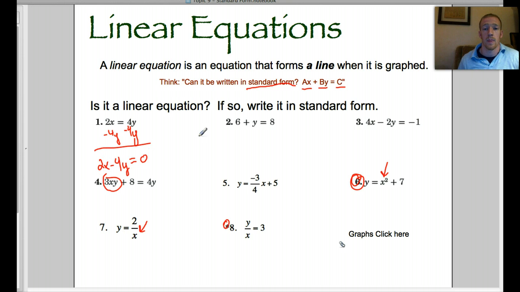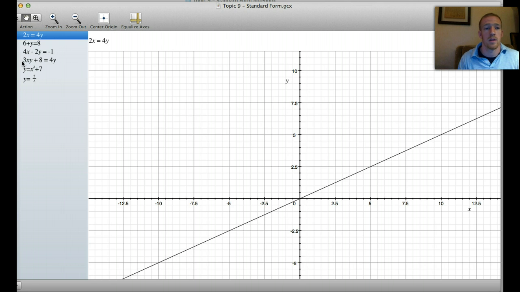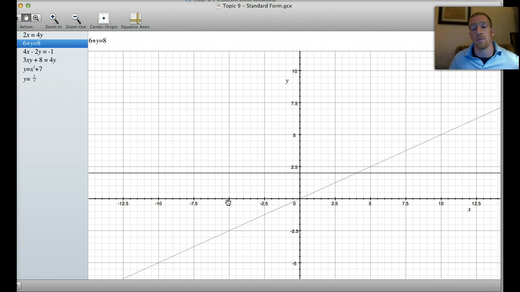That's standard form. Alright, we're almost in standard form for the next one, but we don't want a number alone here. The lone number is on the right. So that gives us y equals 2. Well, that's certainly a line as well. So let's graph both of these. I plugged in the original form, 2x equals 4y. That's a line. 6 plus y equals 8. That's a line as well.